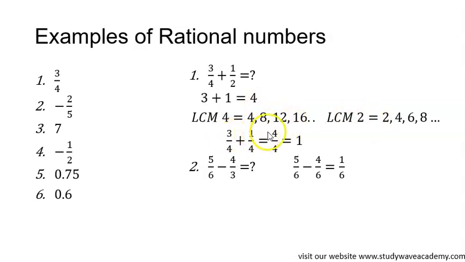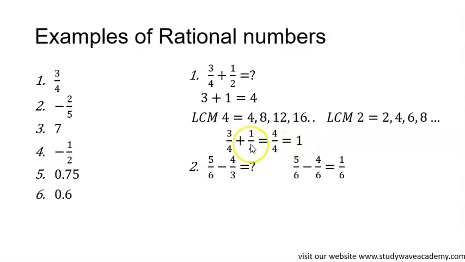So 3 plus 1 is 4 over 4. Remember, we're maintaining 4 as the denominator. So it's 4 over 4. 4 going into 4 is 1. So this question is equal to 1.